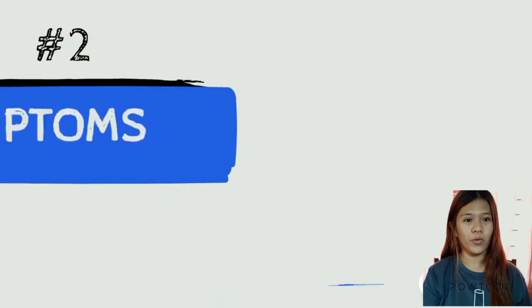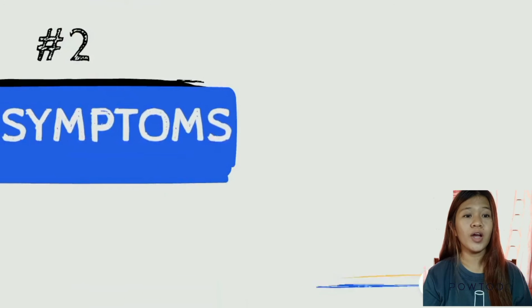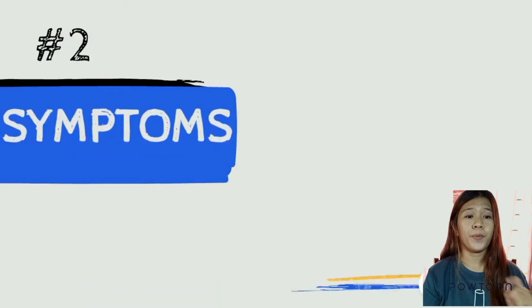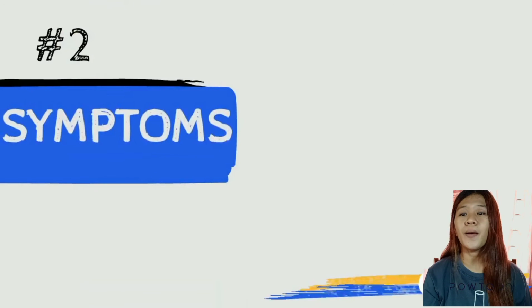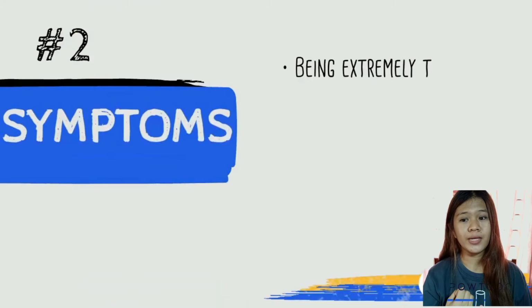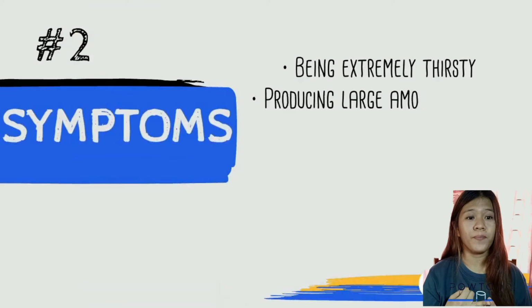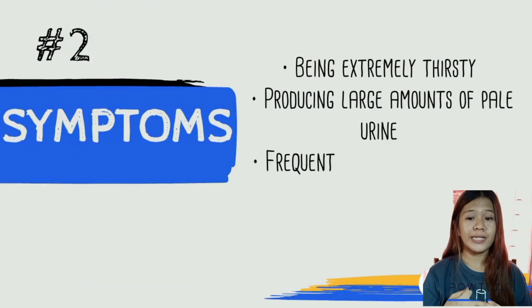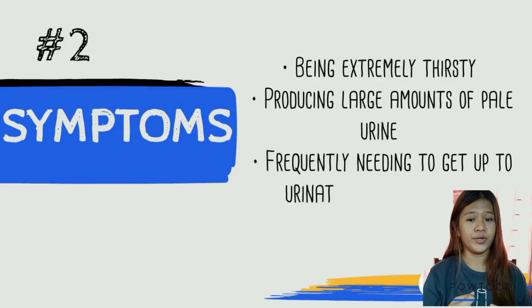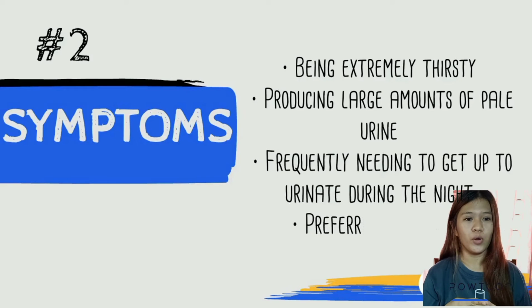Second thing we must know about diabetes insipidus are its symptoms. A person with diabetes insipidus may experience being extremely thirsty, producing large amounts of pale urine, frequently needing to get up to urinate during the night, and preferring cold drinks.